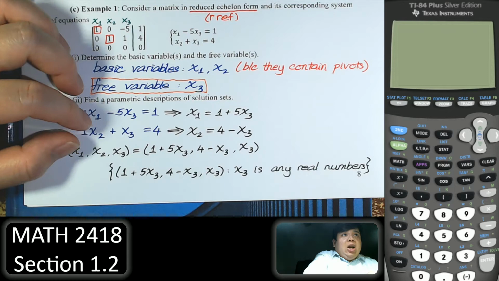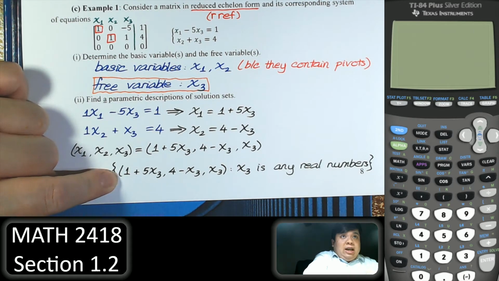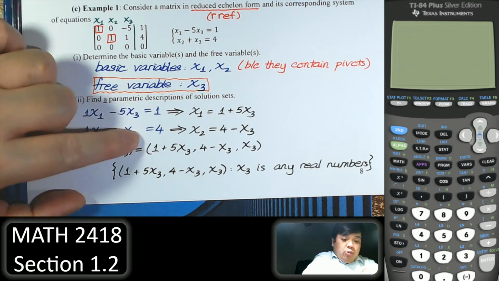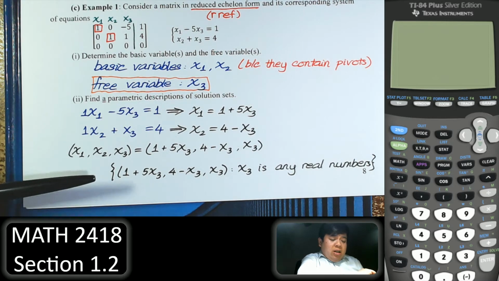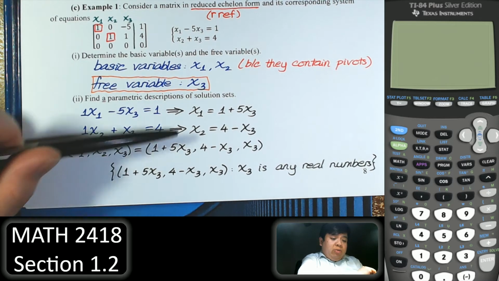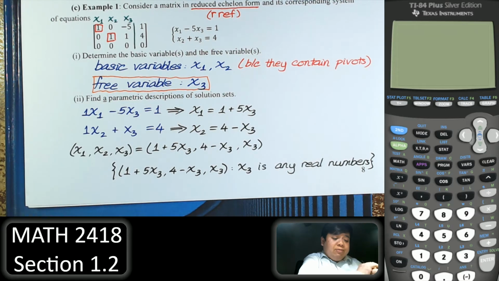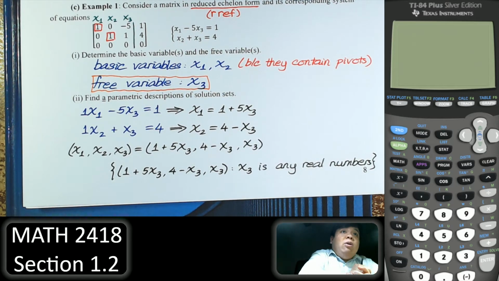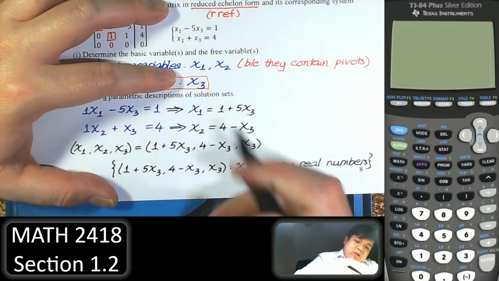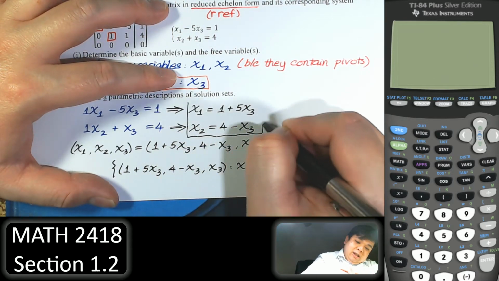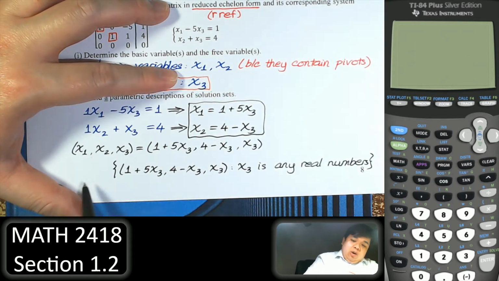Right, so we can have the solution in this case. Everything is based on the free variable x3. The basic variables will be solved in terms of that free variable. So this is a parametric description. Everything based on x3. Now, of course, any solution, we can write like this, or like this, or like that.